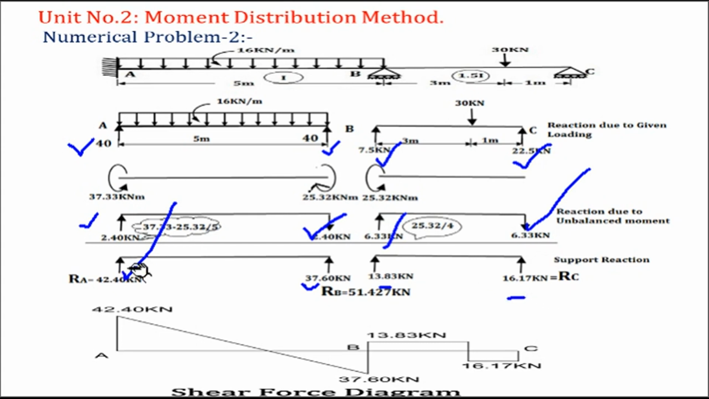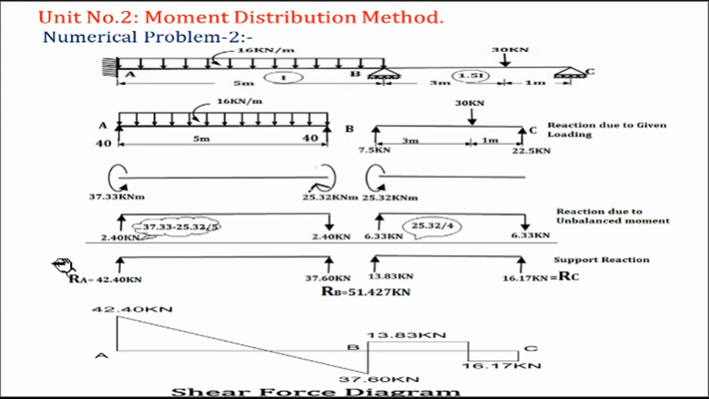So these are the final reactions or support reactions. Addition of these two will give us the maximum reaction at B, or the final reaction at B. So 37.60 plus 13.83 kilonewton is equal to 51.427 kilonewton. Okay, so these are the reactions at A support, B support and C support.